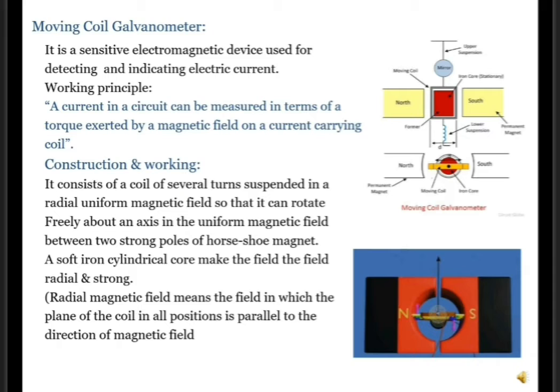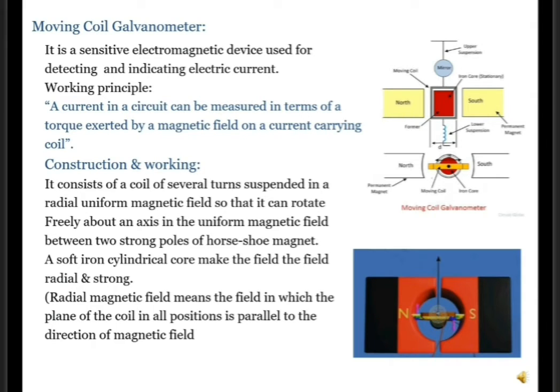When a coil carrying an electric current is suspended in a uniform magnetic field, a torque acts on it. This torque tends to rotate the coil about the axis of suspension so that the magnetic flux passing through the coil is maximum. In other words, the current in the circuit can be measured in terms of a torque exerted by a magnetic field on a current carrying coil. Let us discuss its construction.